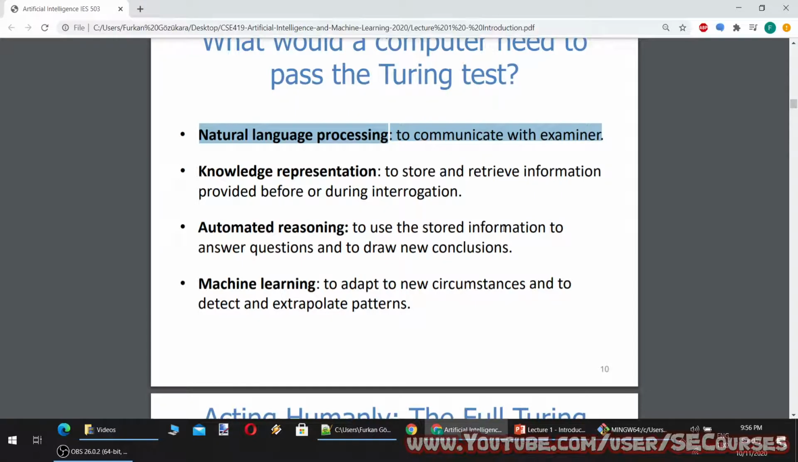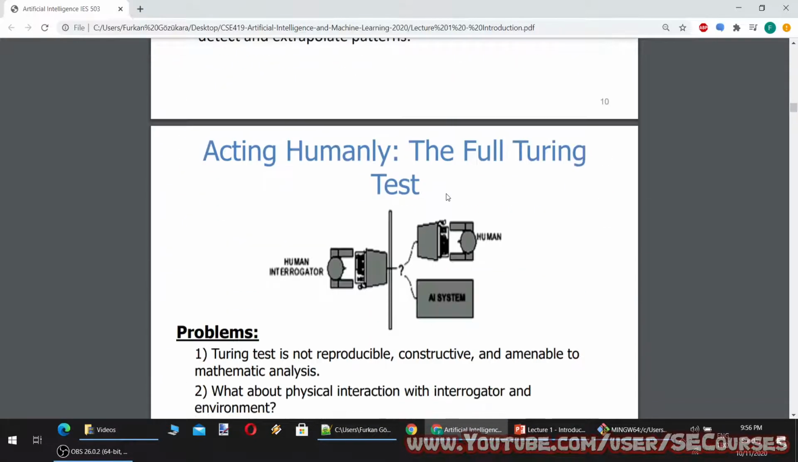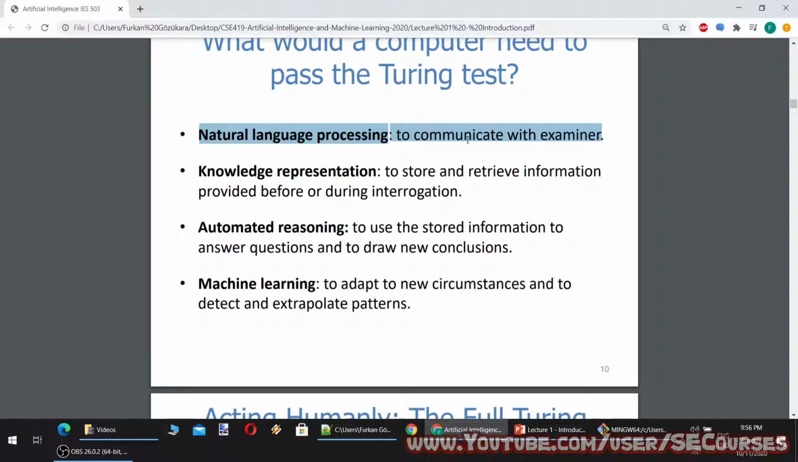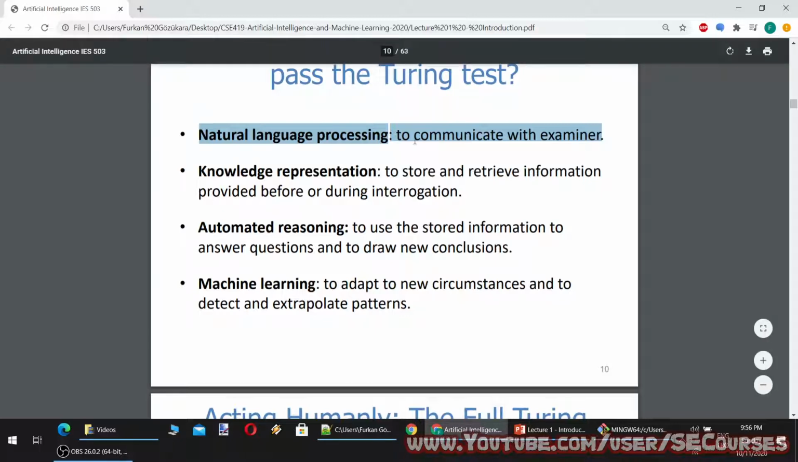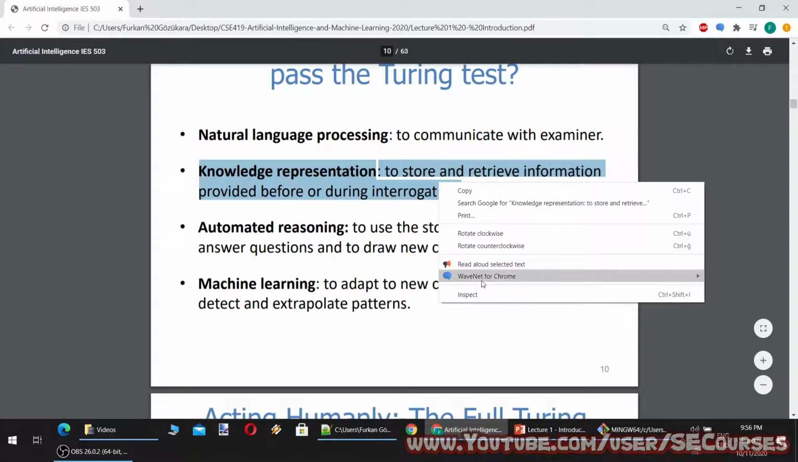Natural language processing, to communicate with the examiner. So it has to understand the question. It has to convert that into text and into meaningful queries to answer it, and then answer as a voice again. Natural language processing.